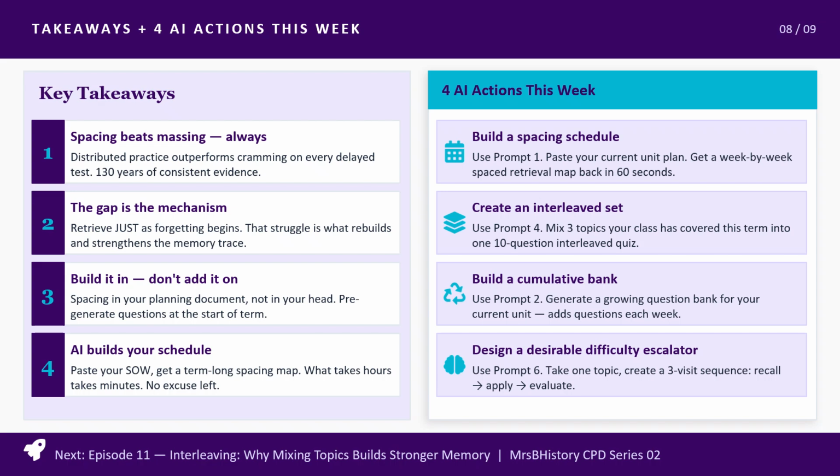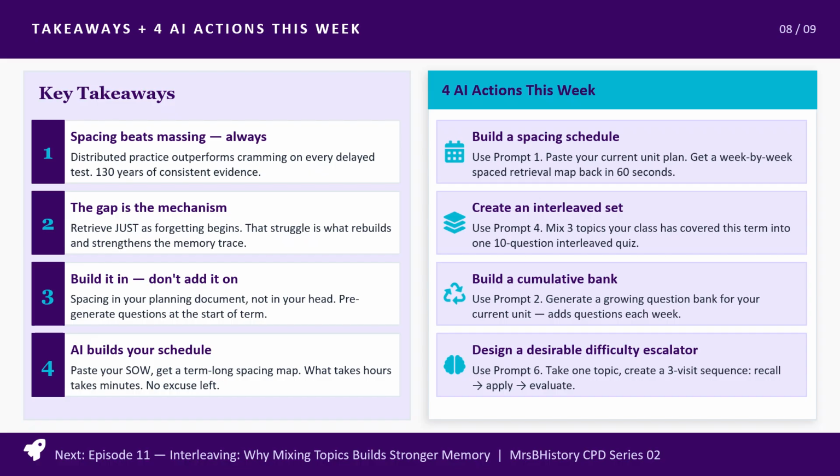not on. Spacing in your planning document mapped before the unit starts. AI generates the question banks in one session. Operate at all three levels: lesson bracket, unit cumulative retrieval, and year level cross-topic spacing. Each level compounds the one below.